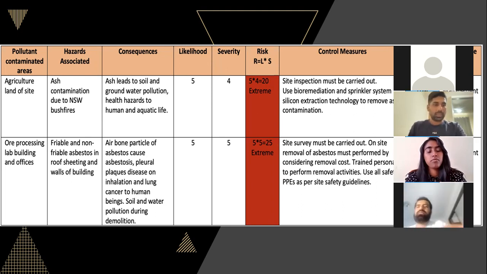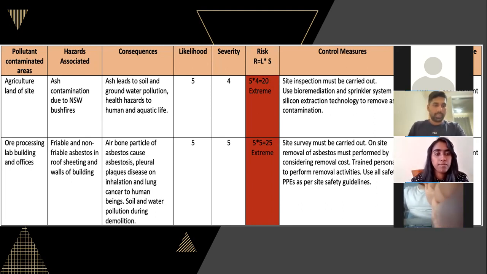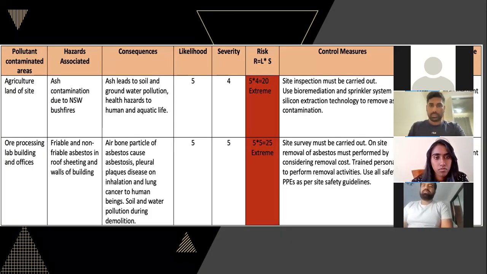And the last contaminated area is the ore processing lab building and offices. The building was constructed with friable and non-friable asbestos material, particularly in the roof sheeting and the walls of the building. Asbestos material is hazardous to human health. On inhalation, it can cause lung cancer and also cause soil and water pollution during demolition. So the best solution is basically the removal of asbestos from the site.